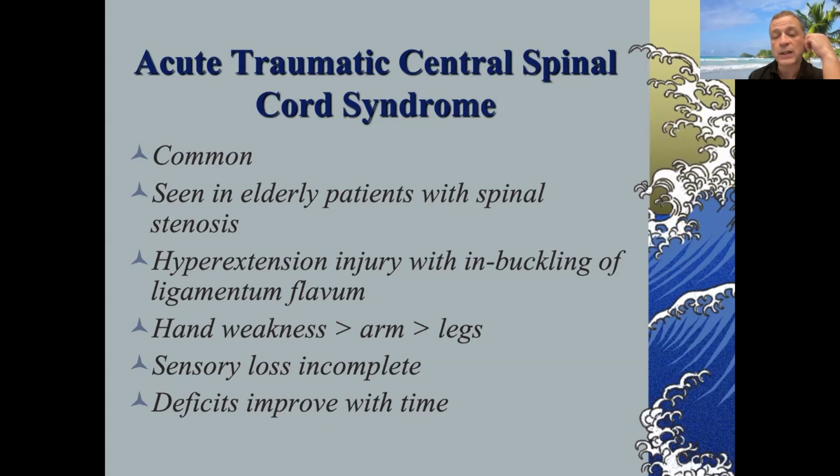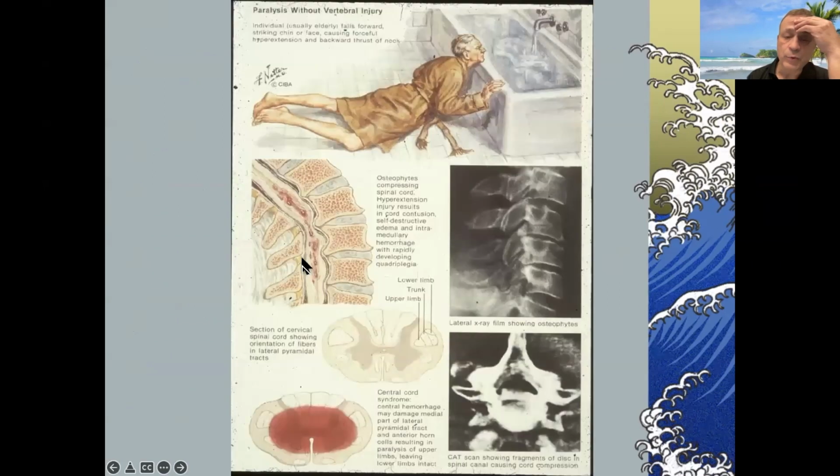And what defines it is basically patients who present with severe hand weakness, greater than arm weakness or leg weakness. So they're paralyzed in their hands, but their leg power is pretty normal. It's pretty classic: elderly patients, hyperextension injury with inbuckling of the ligamentum flavum in an area of pre-existing stenosis. The sensory loss is typically incomplete, and patients tend to improve over time.